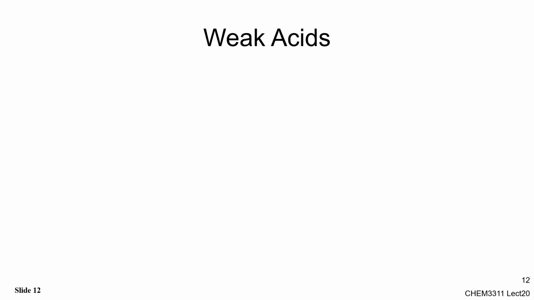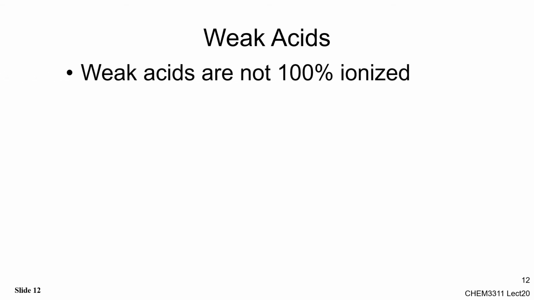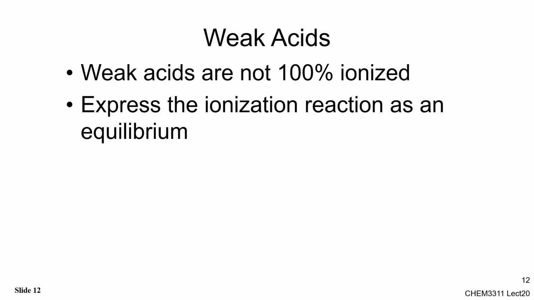Now, weak acids, right? We have 7 strong acids which are 100% ionized: hydrochloric, hydrobromic, hydroiodic, nitric, sulfuric, chloric, and perchloric, right? If they're not those 7, then they're not a strong acid. They're weak acids. They don't ionize 100%. So express the ionization as an equilibrium.